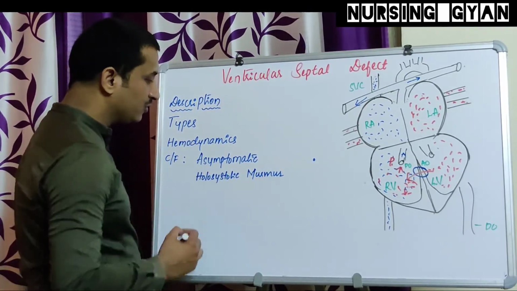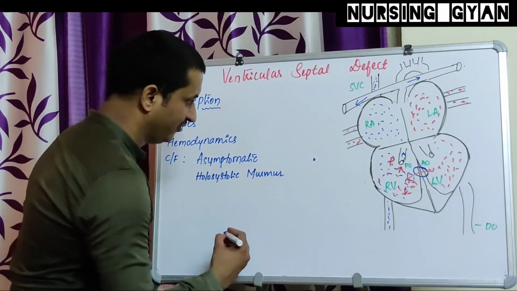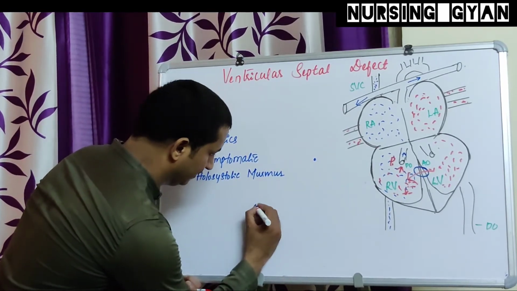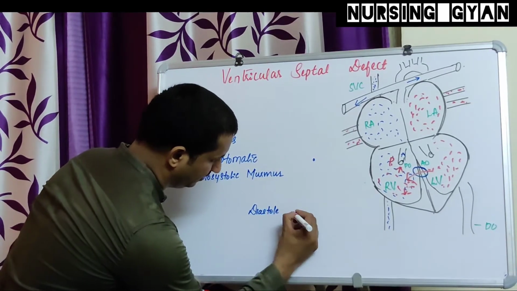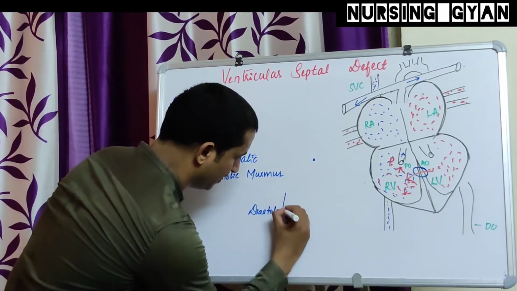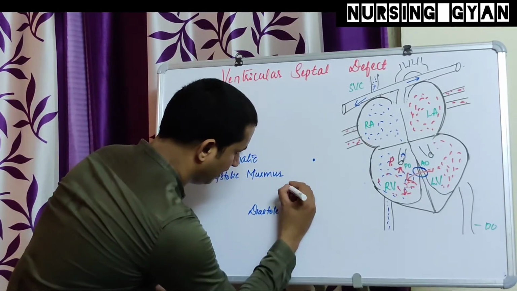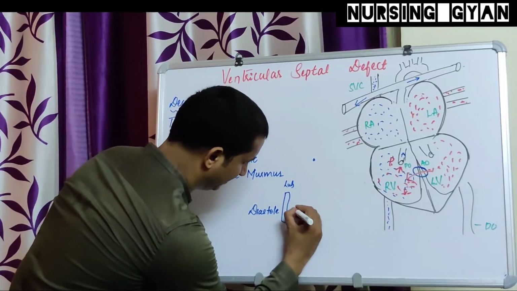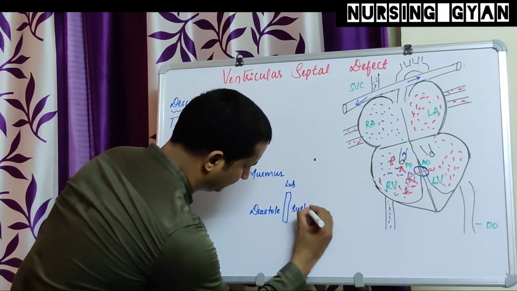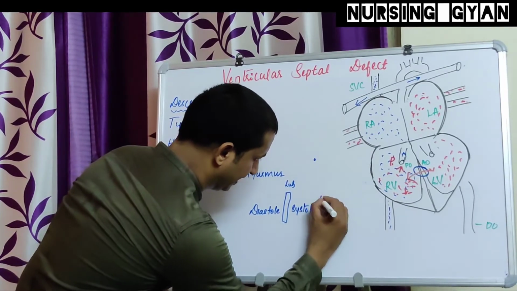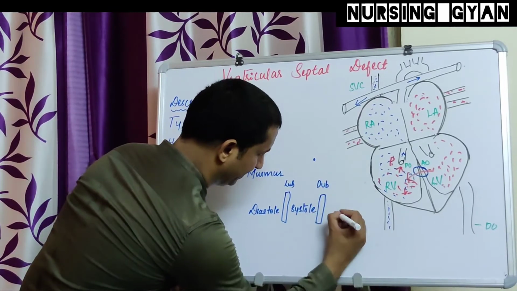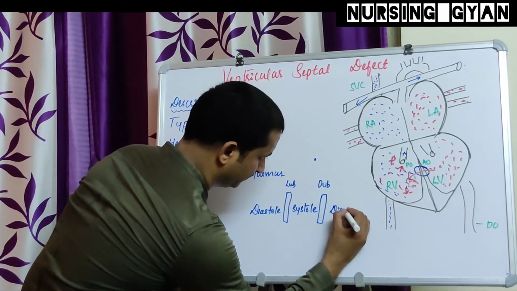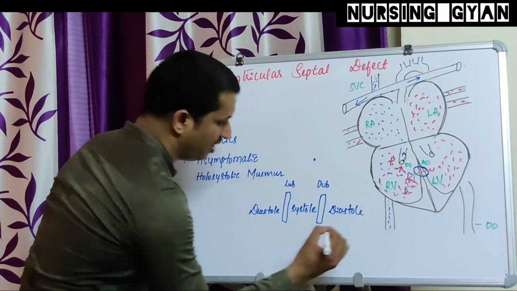So coming to the holosystolic murmur, before explaining that, if this is a diastole, then there is a sound called lub. Then there is a systole. Then again there is a sound called dub. Then there is again a diastole. So this is the normal pattern of heart sound.